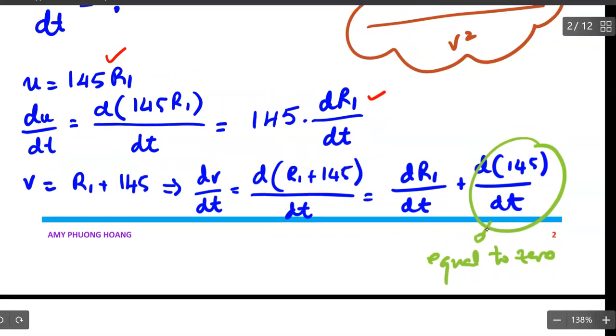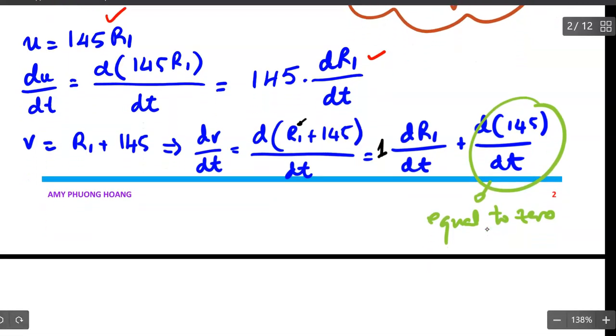So basically my derivative of v as a function of time is just dR1 over dt. There should be a 1 here, right? The derivative of R1 is just 1, but we have to multiply by the derivative of R1 as a function of time. So what is v squared? v squared is just R1 plus 145, all of it squared.